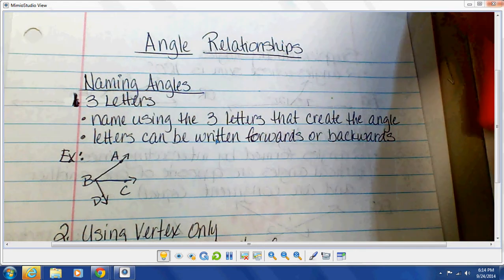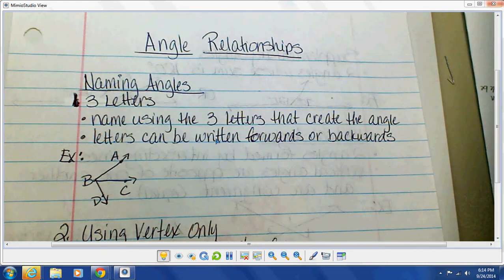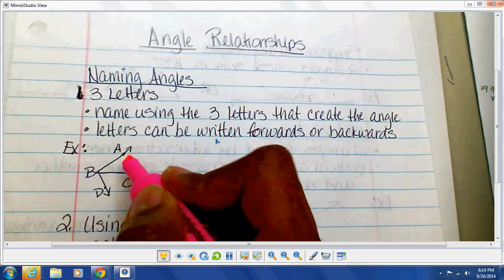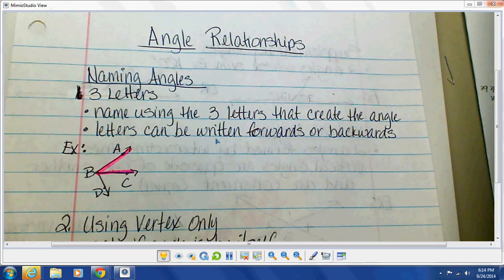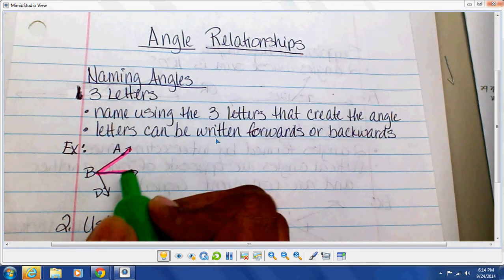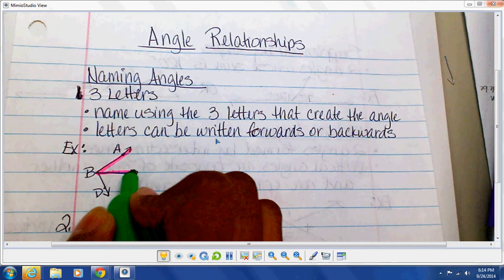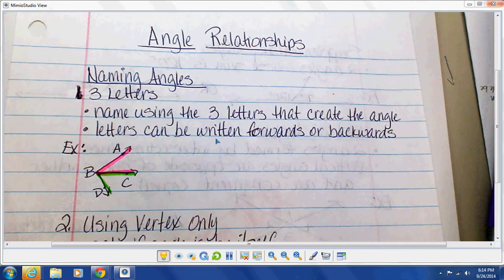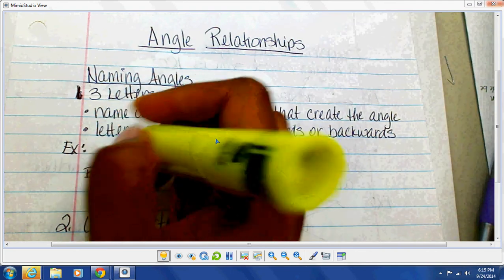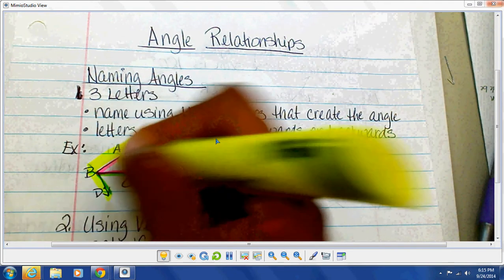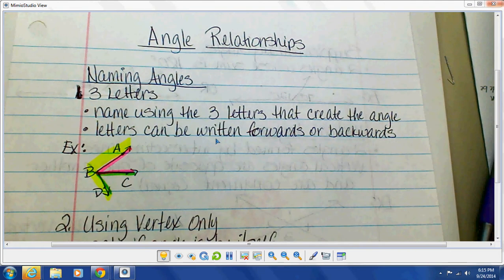Okay, now notice in this example that I have, there's several angles making up this drawing. I have an angle here. I have an angle here. And then you should also see that the whole entire thing forms an angle as well. Okay, so I can name basically three different angles here.